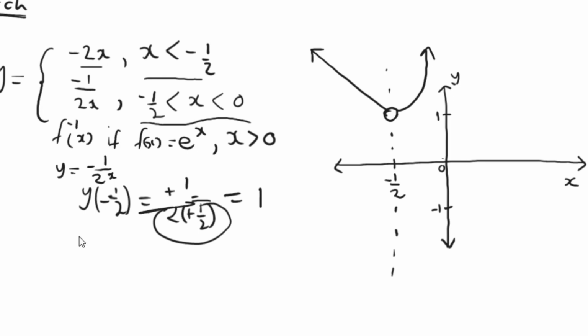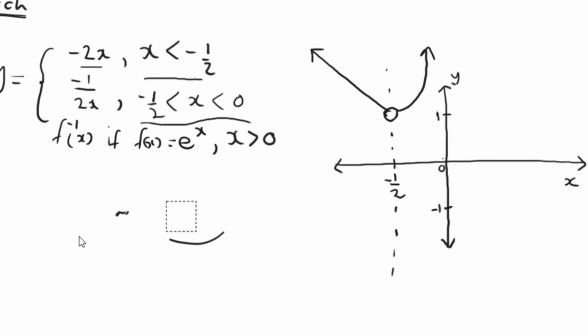Then we continue and say let's sketch the following function: the inverse of f(x), where f(x) is e to the power of x. The domain that is given is all x values that are greater than 0. You must know that e to the power of x is an exponential function. Euler's number is just a constant raised to the power of an exponent.